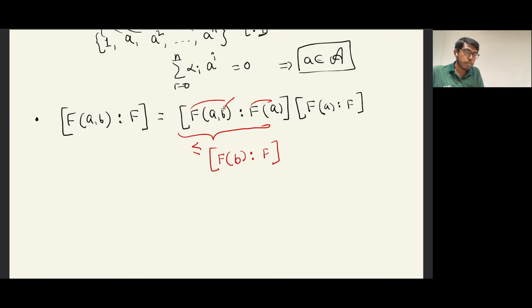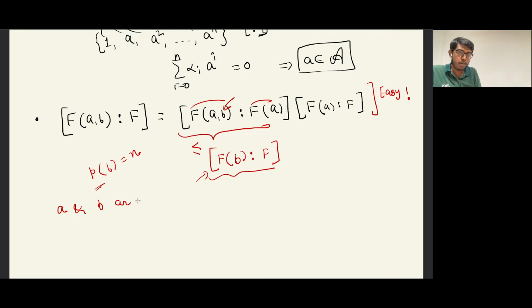If b has some polynomial of degree n, then any polynomial I find will be a multiple of this polynomial, because this is the minimal polynomial. That's why this degree is bounded, and this is an easy fact you can check. I'll leave it to you to check. It's very easy, and therefore, now let's say a and b are algebraic.